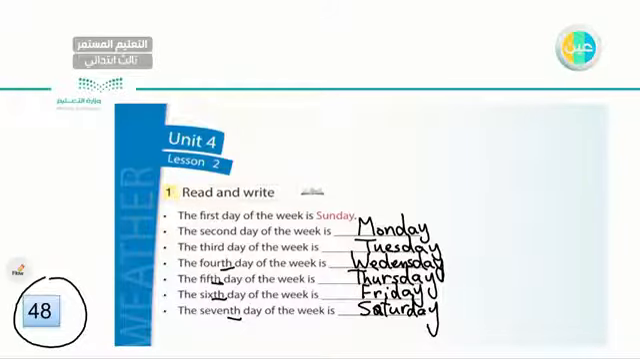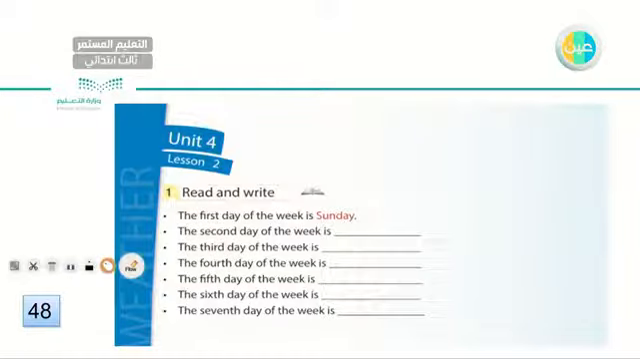The first day of the week is Sunday. The second day of the week is Monday. The third day of the week is Tuesday. The fifth day of the week is Thursday. The sixth day of the week is Friday. And the seventh day of the week is Saturday. Let's go to the next one.